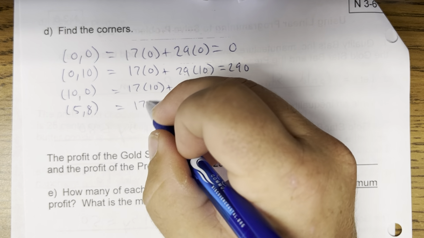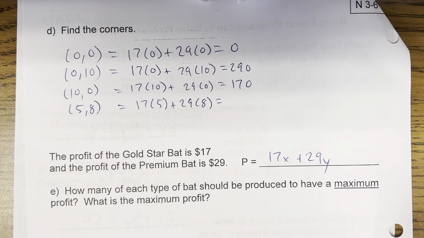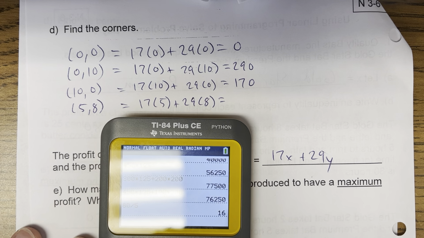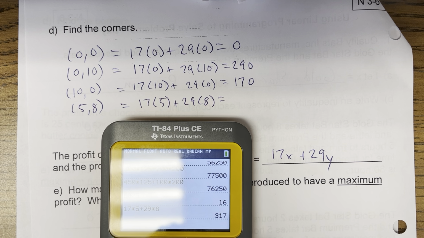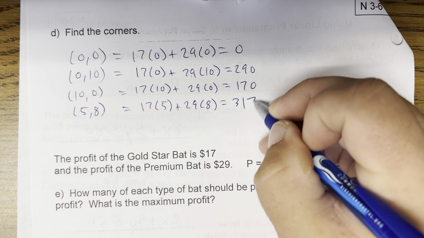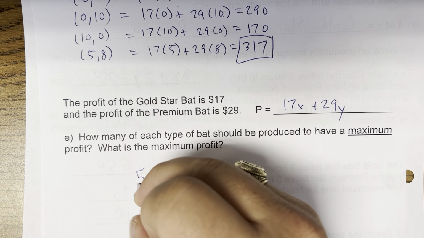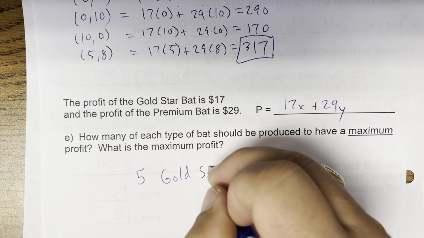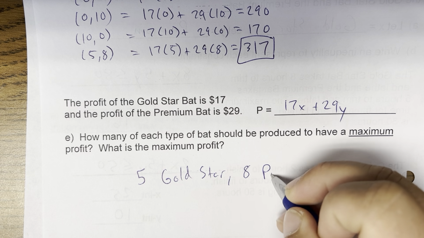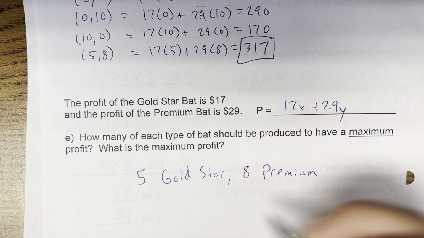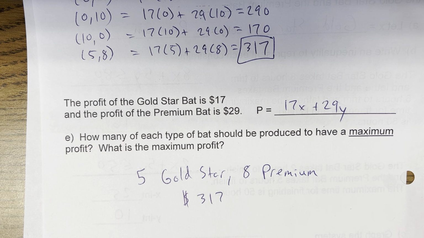And then 17 times 5 plus 29 times 8. And so this one, I'll get a little calculator help. 17 times 5 plus 29 times 8 gets me 317. So I want to make 5 Gold Star and 8 premium for a total of $317 profit.